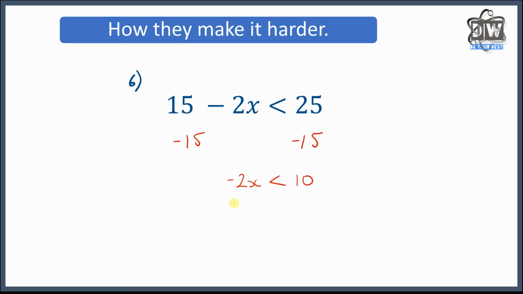Now, what would we normally do? We'd normally divide by minus 2 and divide by minus 2, and we'd end up with x. And this is where we're going to have our answer. We're not going to have our answer as smaller than. We're going to change it to greater than, and our answer would be minus 5. Now, there's a reason for that. I'm going to explain it over here.